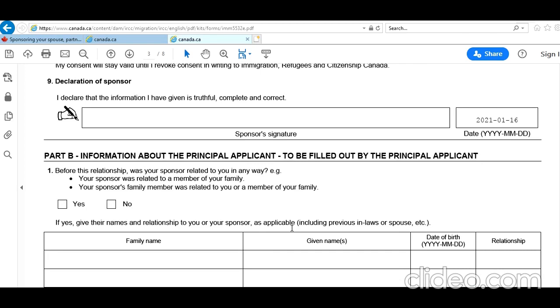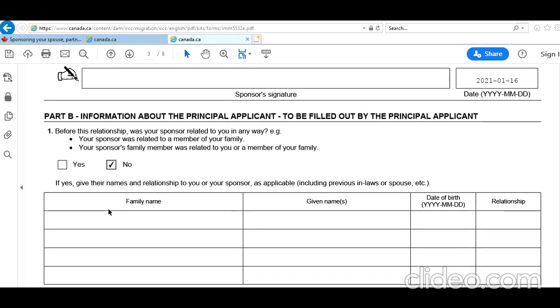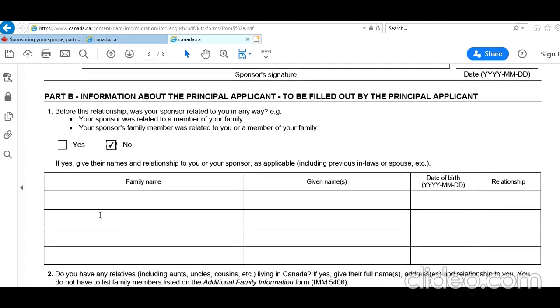And before the relationship, was your sponsor related to you in any way? For example, your sponsor was related to a member of your family, or your sponsored family members were related to you. So in this case, let's say it's no. Okay, like suppose they arranged their marriage on a matrimony site.